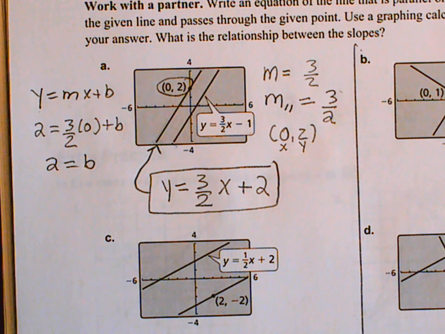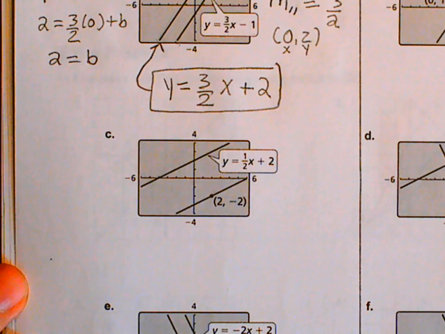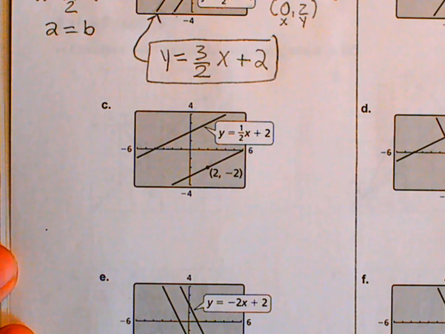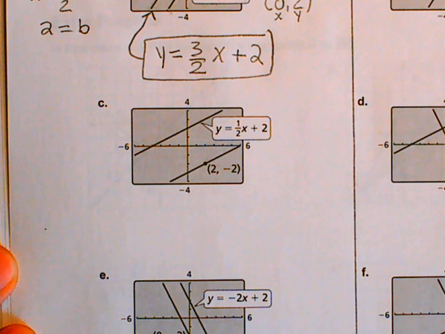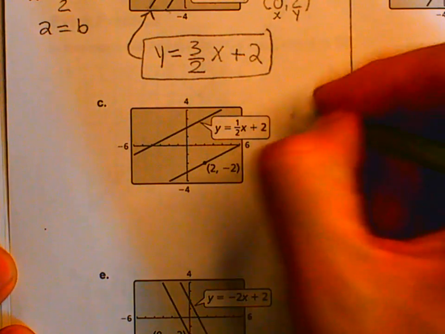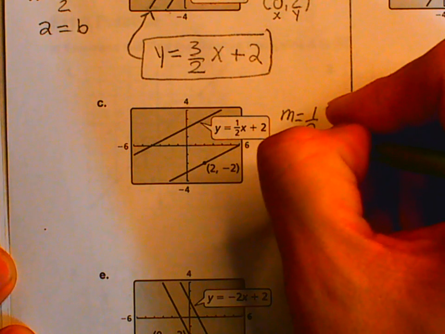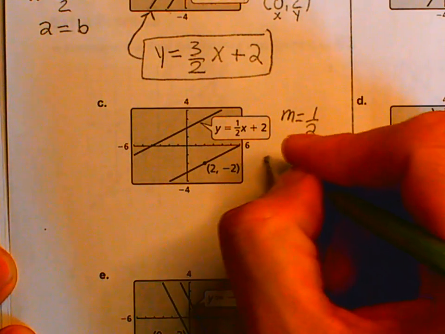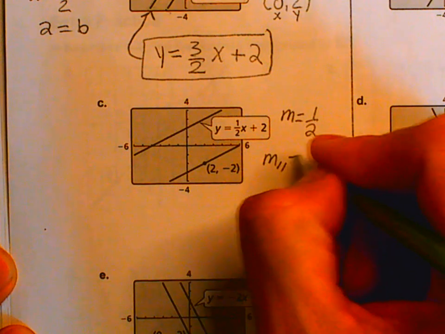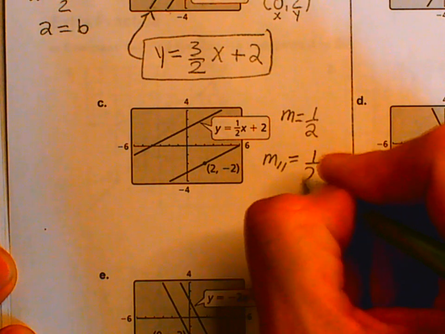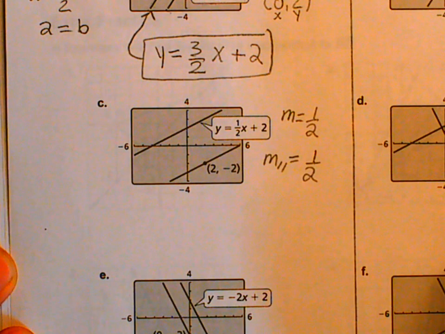Okay, let's take a look at the next one. We're going to look at C now. Okay, we're not going to go A, B, C in order. There's a reason why. All right, so here the slope of the original line happens to be 1/2. The slope of the line parallel to it has to be exactly the same because they're parallel.